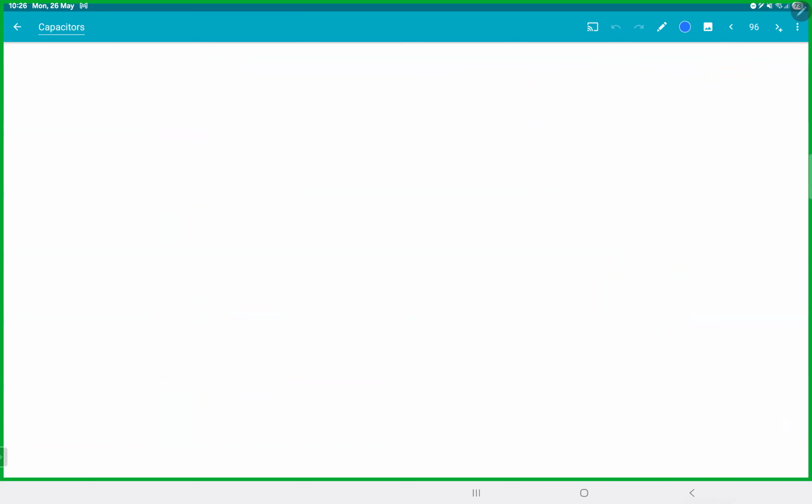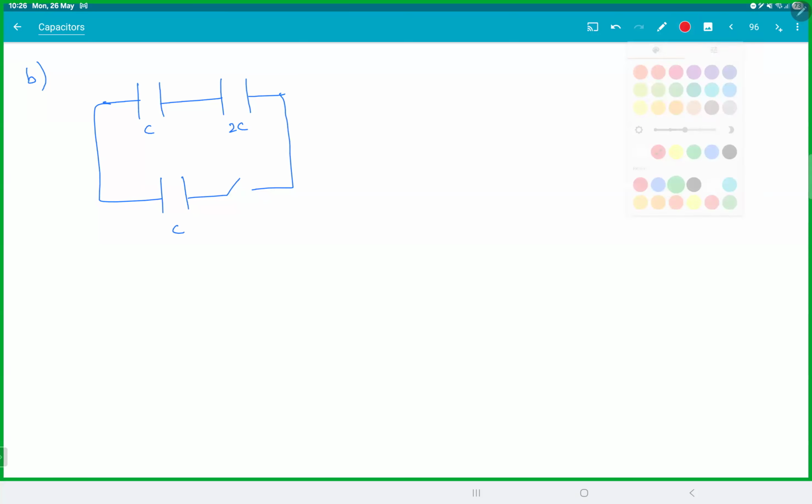Next one. Now you guys try. This is the main one. Every time you won't be lucky to get only 2 capacitors. Let's say this is 2C, C, and this is C. Let's say this is 3CV. This is minus 3CV. Let's say this thing is minus 2CV, and this is plus 2CV, and this is empty. Find final charge distributions.